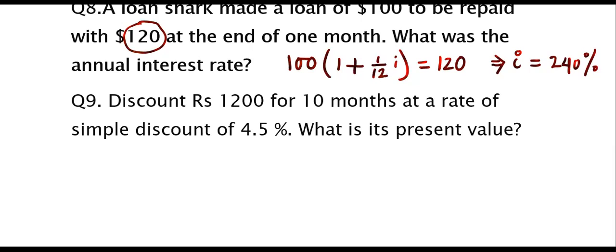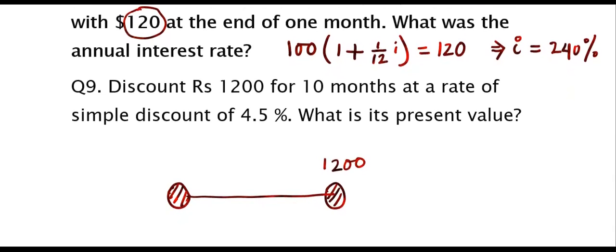Now number 9, discount rate, 1200 for 10 months. Okay, let me draw the diagram. Discount means you are finding the present value. Discount 1200 for 10 months. Rate is given, but here simple discount is given. Okay, so there are two things I wanted to complete in today's class: simple interest and simple discount.